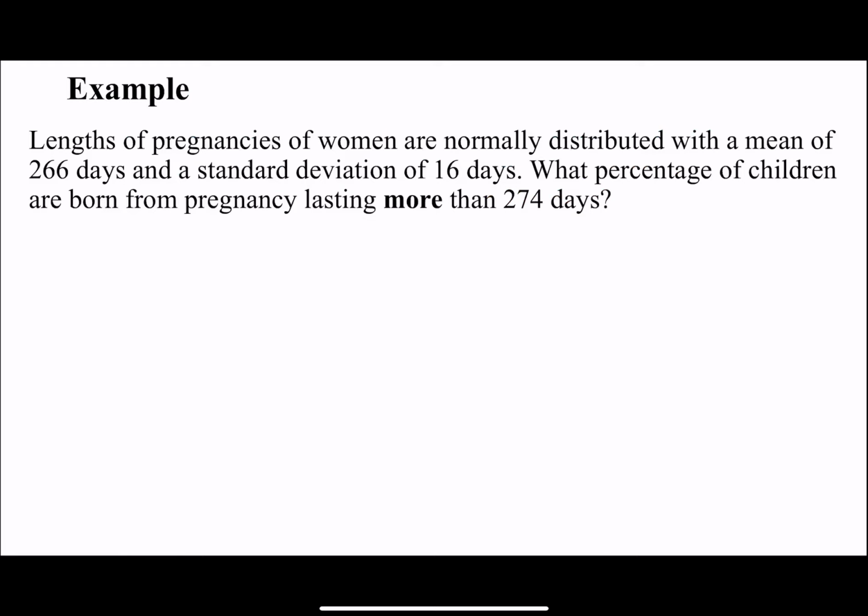Lengths of pregnancies of women are normally distributed. The mean value is 266 days, standard deviation of 16 days. What percentage of children are born from pregnancy lasting more than 274 days?